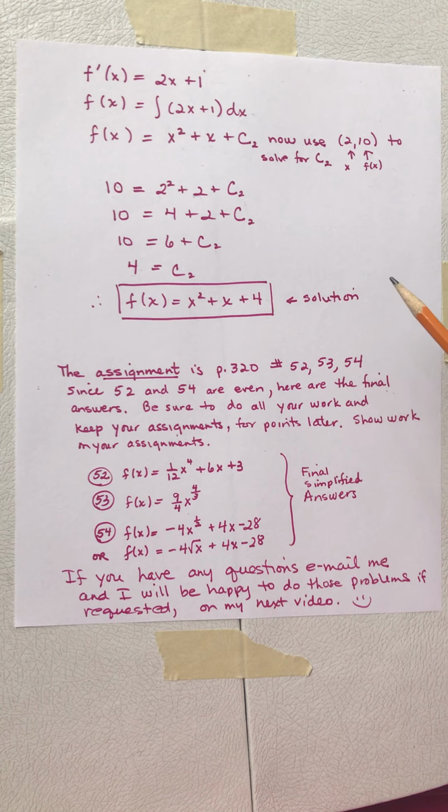So you're just integrating twice, once to get f prime, and then the second time to get the original function.